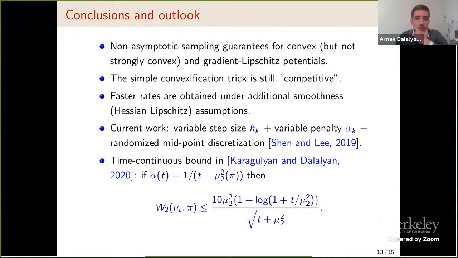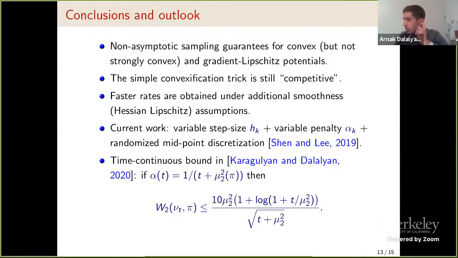Okay, so since I'm running out of time, let me conclude. In this work, we analyze the situation of log-concave densities and how we can sample with some precise theoretical guarantees from these distributions in the case of gradient Lipschitz potentials. And we have shown that the simple convexification trick is still competitive with all the other natural approaches.